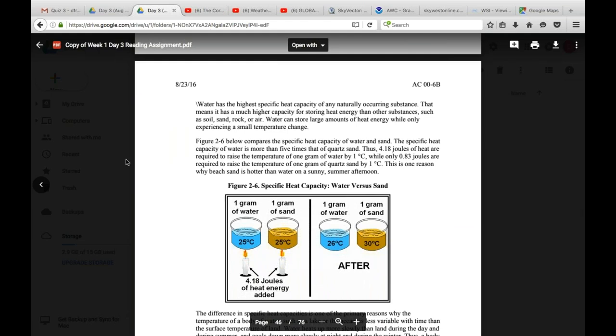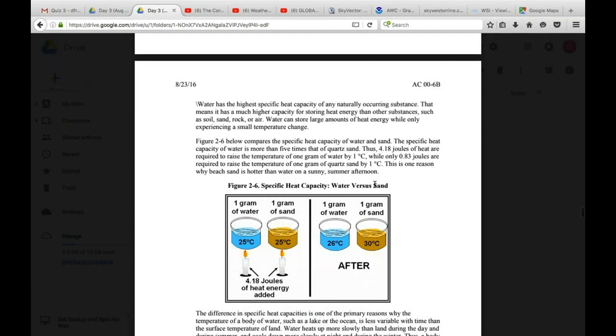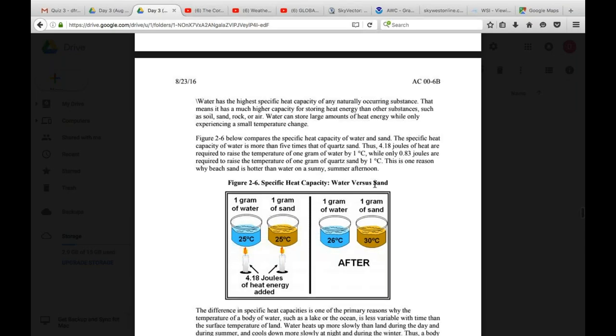Water has the highest specific heat capacity of any naturally occurring substance. That means it has a much higher capacity for storing energy than other substances. So we were talking about that for our sea breeze, water takes a lot longer to heat up. But it also holds onto that heat a lot longer, whereas air and land heat up a lot faster.